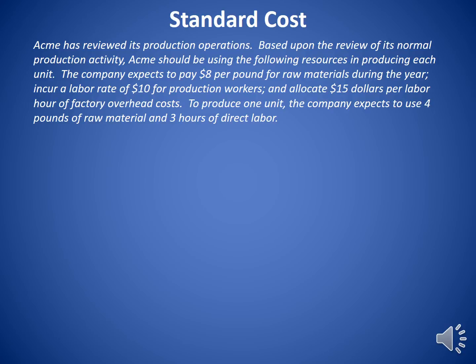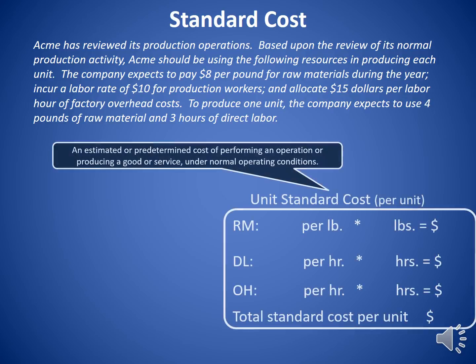So now let's take a look at how we build a standard cost. Okay, here over on the bottom right hand corner, I've created a standard cost schedule for one unit of production. You'll notice it includes raw materials, direct labor, and overhead. Now, our unit standard cost is basically an estimated or a predetermined cost of performing an operation or producing a good or service. Again, importantly, under normal operating conditions. Now let's go ahead and take a look at how this works. First of all, let's take a look at raw materials.